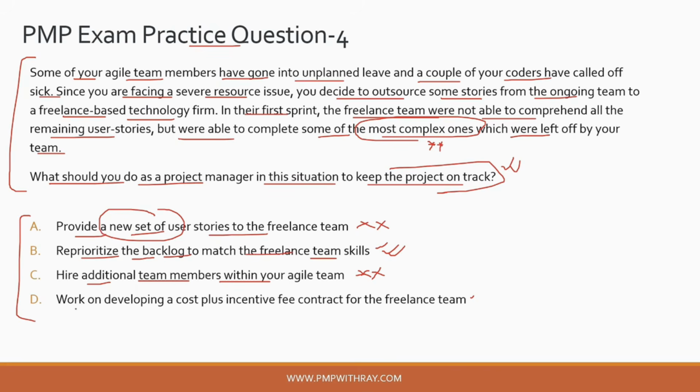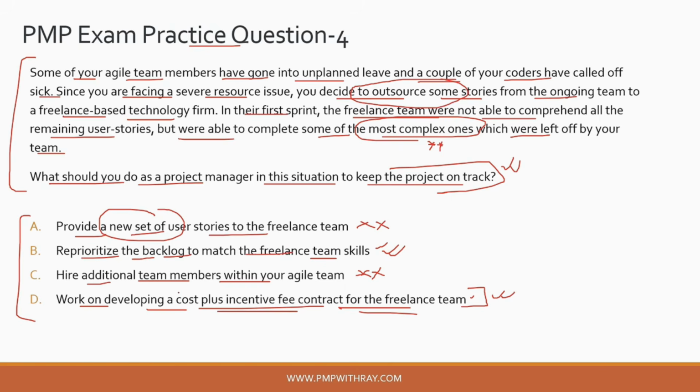Okay, next, option D, work on developing a cost plus incentive fee contract for the freelance team. Okay, so funny thing is, you have already done the outsourcing, right? So this option is saying that after you have done the outsourcing, now you prepare the contract, right? So this doesn't make sense, right?